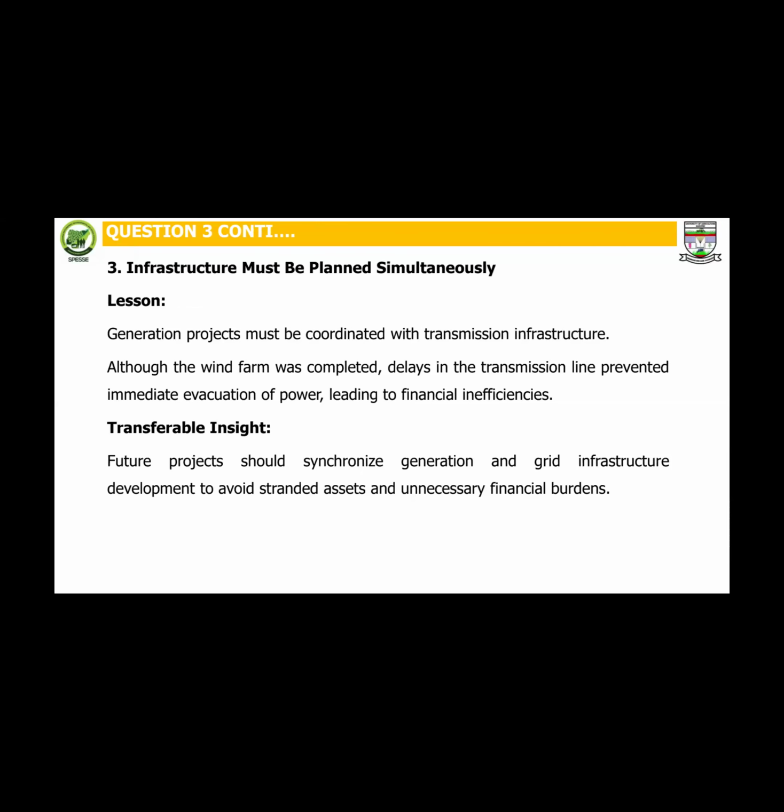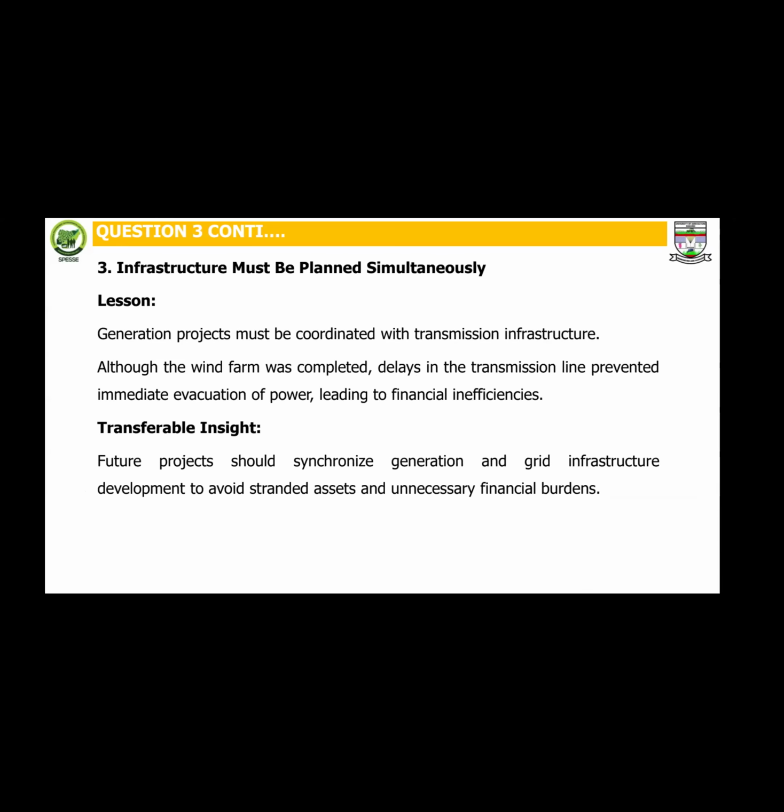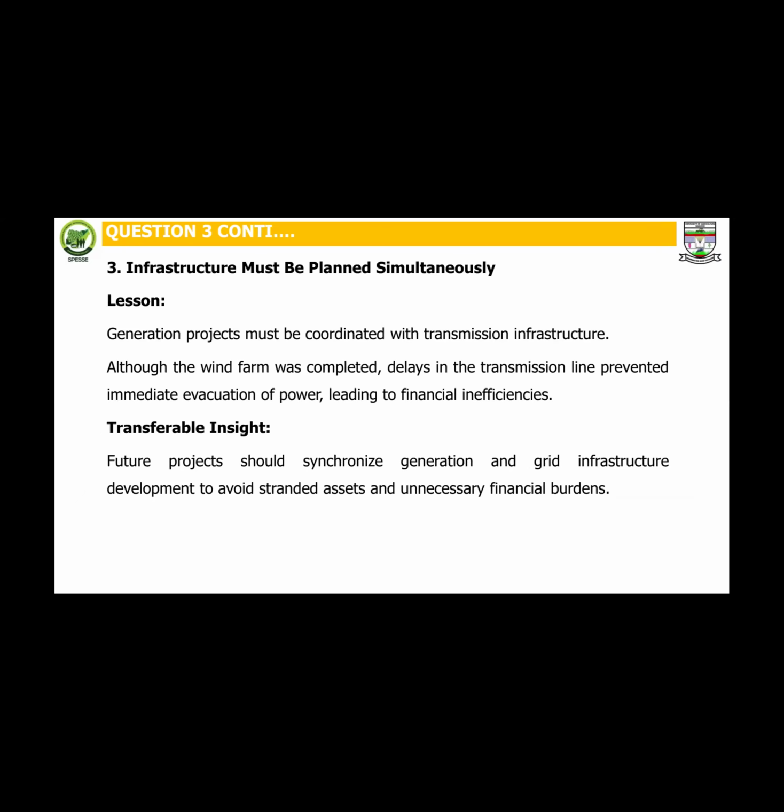Infrastructure must be planned simultaneously. With regards to the lesson, generation projects must be coordinated with transmission infrastructure. Although the wind farm was completed, delays in the transmission line prevented immediate evacuation of power, leading to financial inefficiencies.